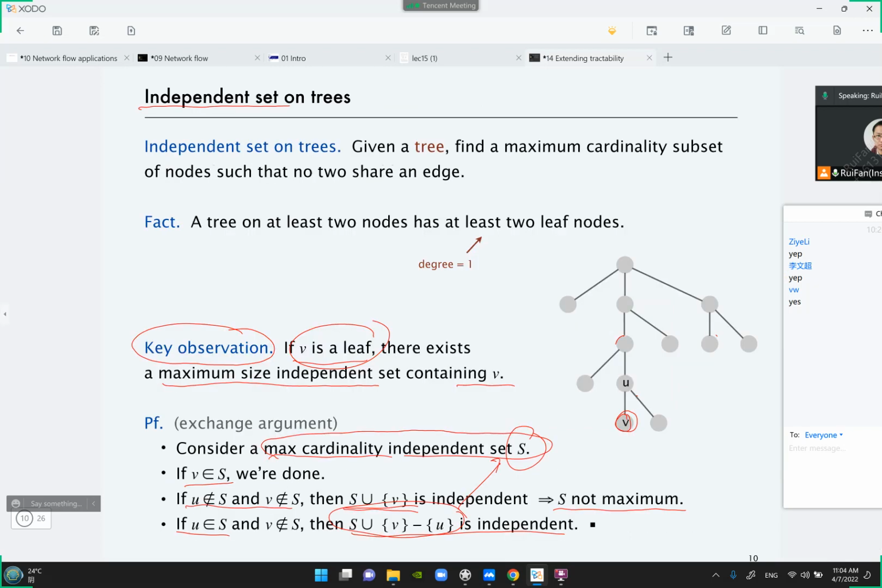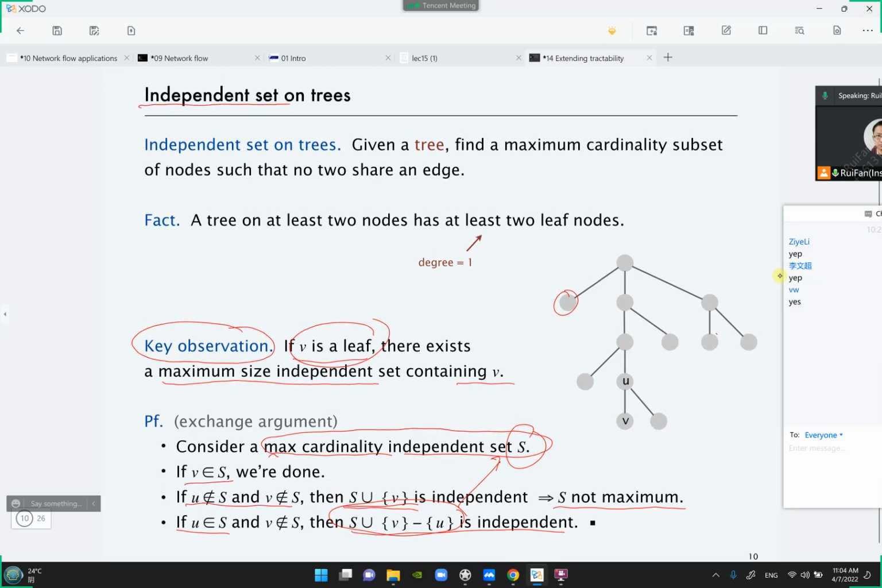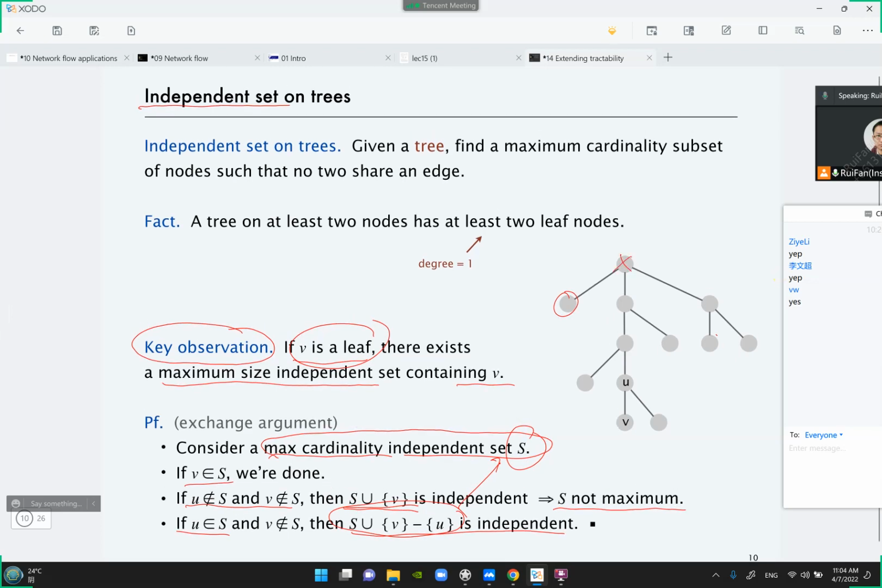Okay, so let's do an example of this. Suppose you start with an arbitrary leaf. Let's start with this one. We're going to put this into S, and then next we're going to take out its neighbor U. It only has one neighbor, and once you take out U, you take out all its adjacent edges. Next we're going to find another leaf.